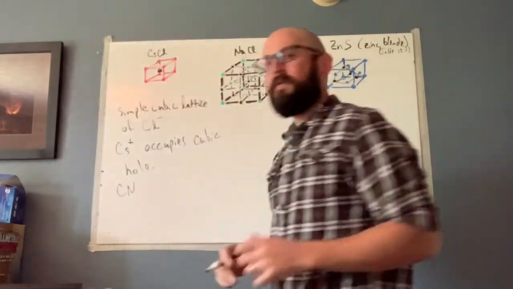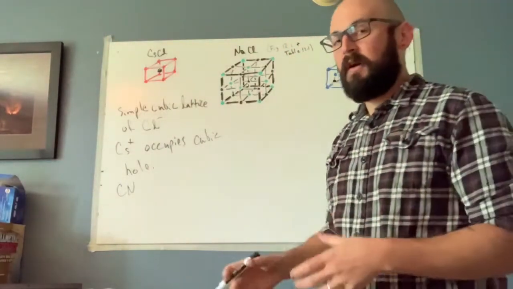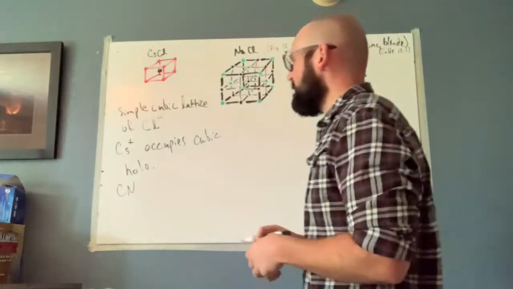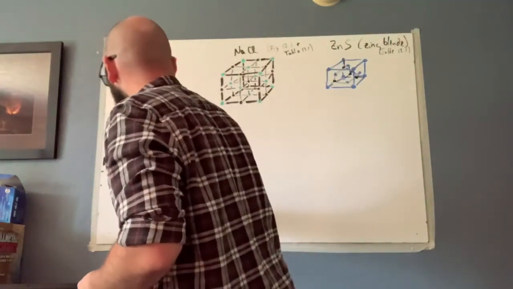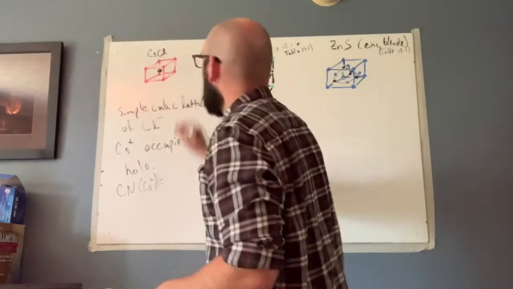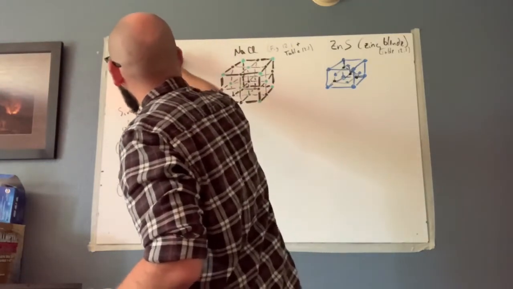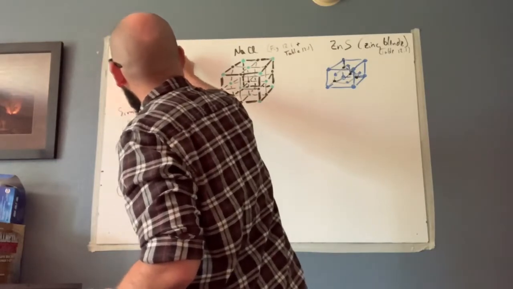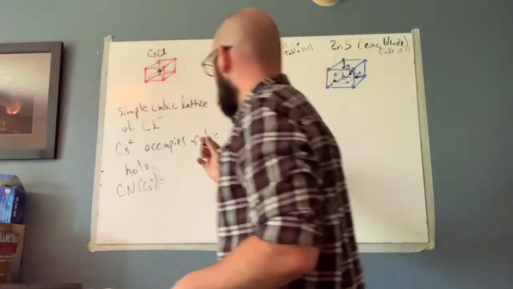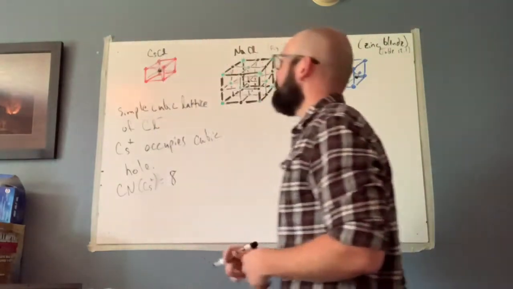Our coordination number is defined as the number of nearest contacts, so the number of nearest neighbors that you have for a particular system, and the coordination number of cesium is equal to, in this case, we have 1, 2, 3, 4, 5, 6, 7, and 8. So the coordination number of cesium is 8.